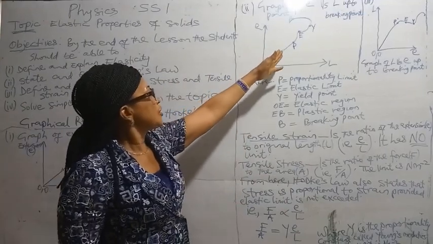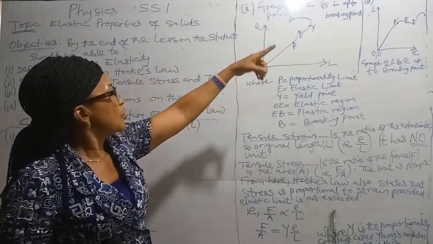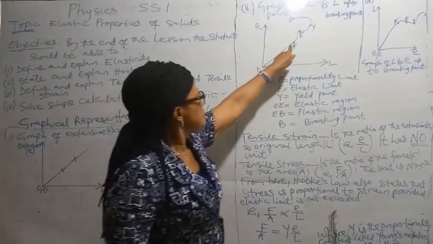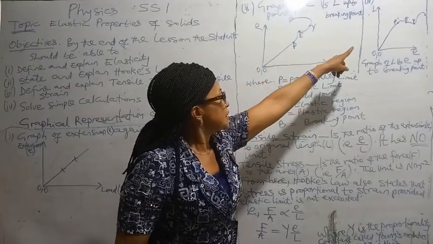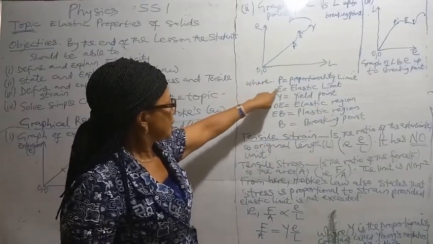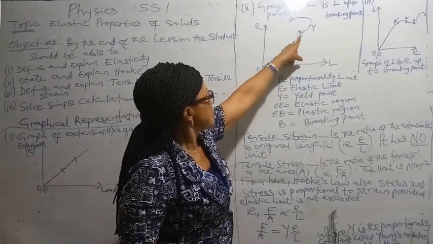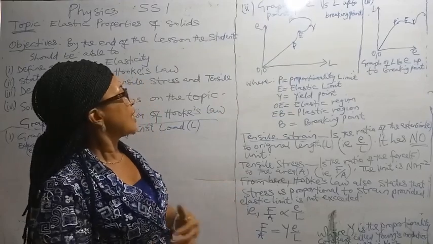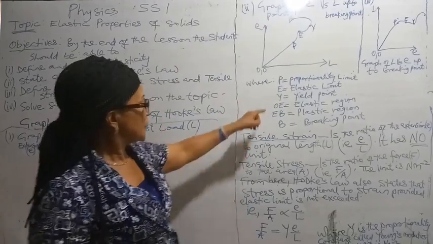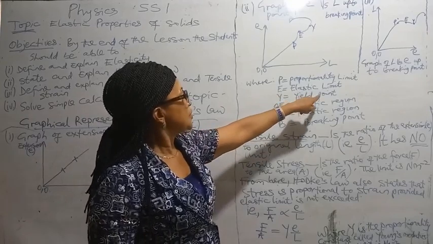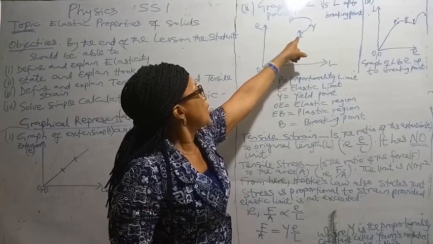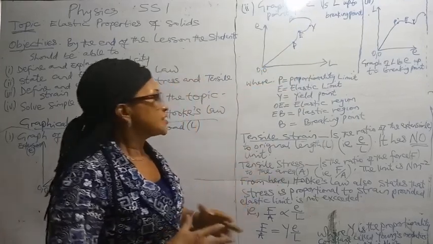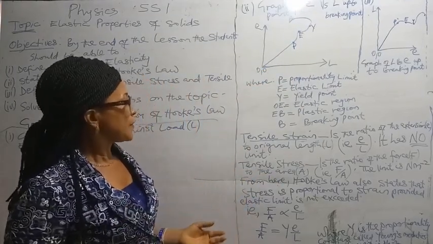Now, let us know the meaning of all the symbols on the graph. P is the proportionality limit, the same thing as on the other one. E is the elastic limit. Remember we said that once the elastic limit is exceeded, it can break and it will not return back to its original shape. Now, Y is the yield point. You kept dragging this material until this point Y, the yield point, where it yielded to a break off because it cannot come back again.